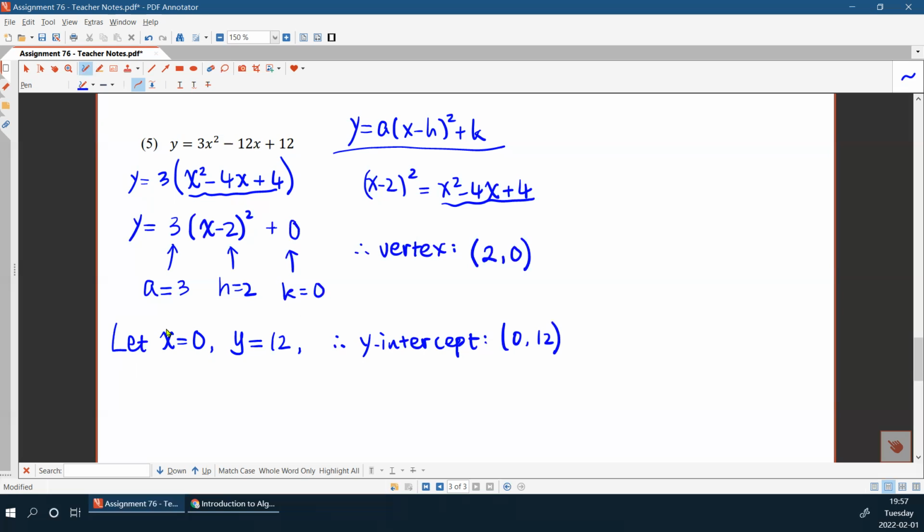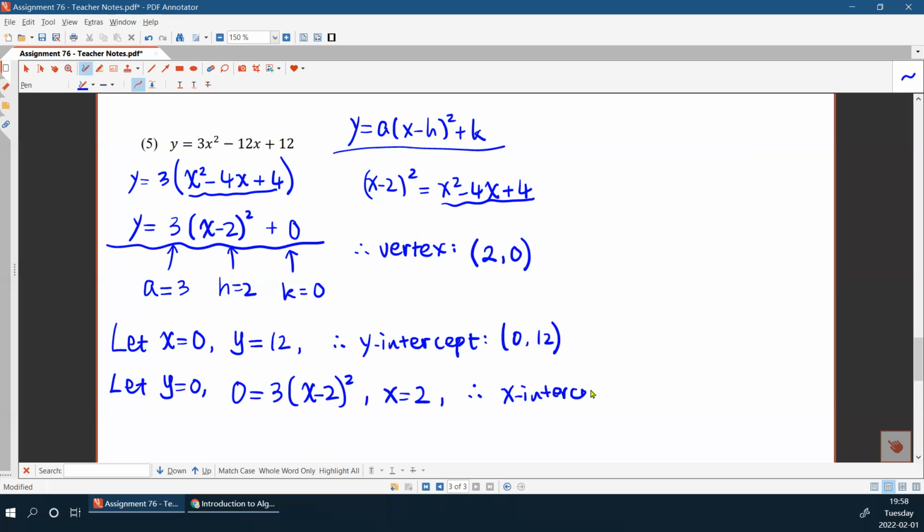And next, let's try to find its x-intercepts, if any. That means let y be 0 to solve for x, right? If y is 0, let's put it in the transformed expression. That means 0 equals 3 times (x minus 2) squared, right? And apparently x is 2. Therefore, we have found its x-intercept. There is only one, right? Which has coordinates (2, 0).